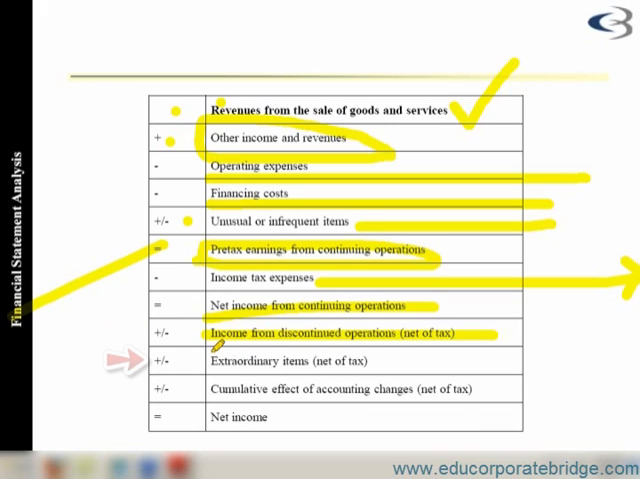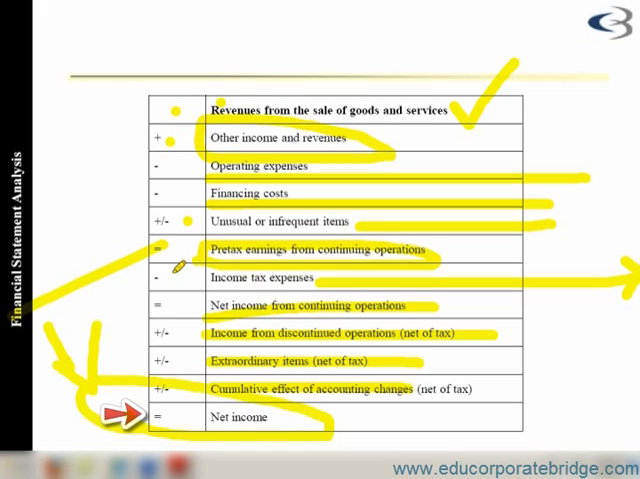From that, I'll plus or minus extraordinary items, which is net of tax. So any extraordinary items are supposed to be adjusted here. This is my cumulative effect of accounting changes. If during the year I'm doing any change in my accounting policy, that is supposed to be adjusted here as well. After doing all this adjustment, the figure which I get would be my net income.